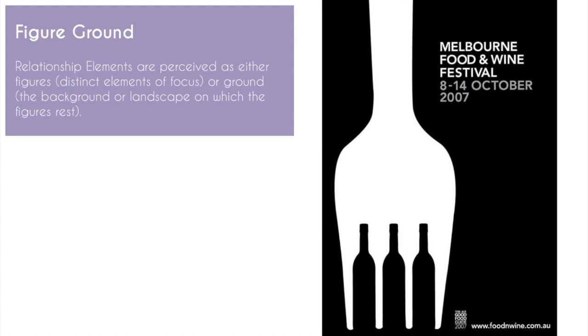And then this is a really fun example of playing with figure ground, because at first it looks like a Melbourne Food and Wine Festival poster, very simple. You first see a fork, right? That's the first thing you're going to see, a white fork on a black ground. But then to show that it's not just food, it's also wine, having those wine bottles be the negative space in the fork is another fun way of playing with that.